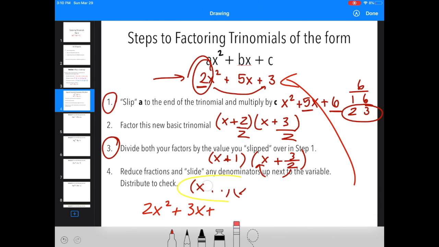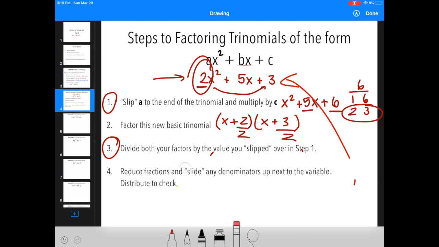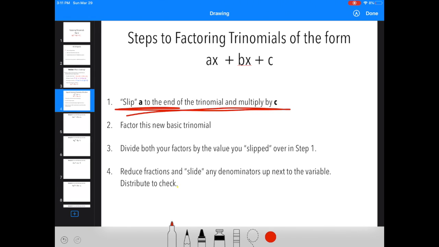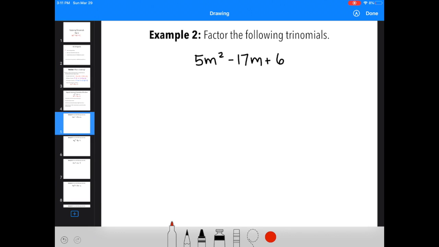All right, so let me erase this real quick. I know it seems a little bit complicated, which honestly, all of these processes, if you've never seen them before, they're complicated, but you know how it becomes uncomplicated? Practice, practice, practice. So really here, my steps are to slide my A and multiply my C, factor my trinomial, divide my factors by A, and then reduce my fractions and simplify. Okay, so let's look at another example.